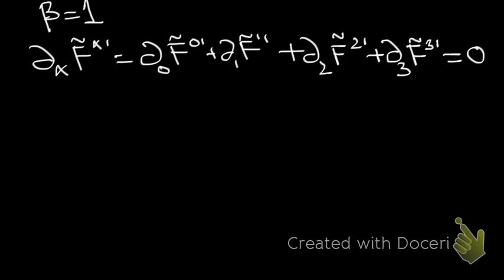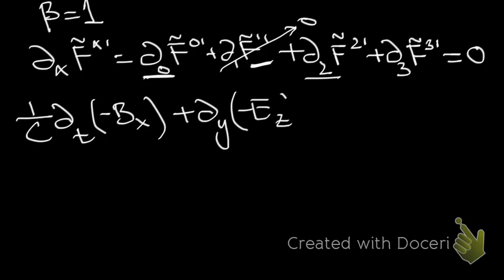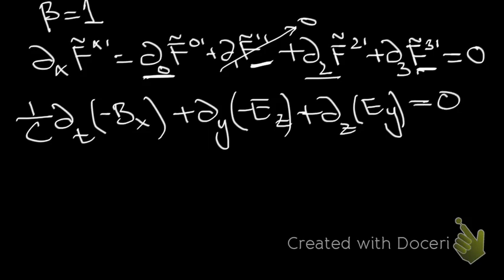Now if you look at this equation again, this f11 would vanish, and so this whole term would go to 0. Now this partial 0, we know already, is 1 over c times the partial time derivative, and f01 is nothing but negative bx. So let me write it down, negative bx, and then partial 2 is the partial derivative with respect to y. f21 is my negative ez, and plus the partial derivative with respect to z of ey, because this f tilde 31 is ey, and of course this is equal to 0, right?